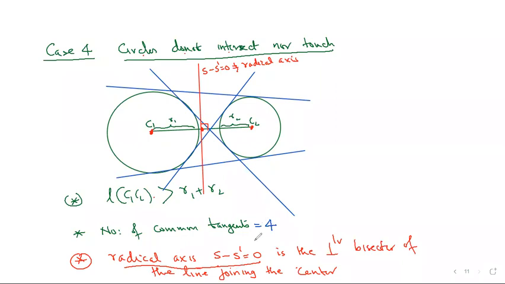So if they ask you to find the perpendicular bisector of the line joining the centers of the circles, write the first equation of circle, the second equation of circle, and subtract it; you will get directly the radical axis. Okay, that's all for today.